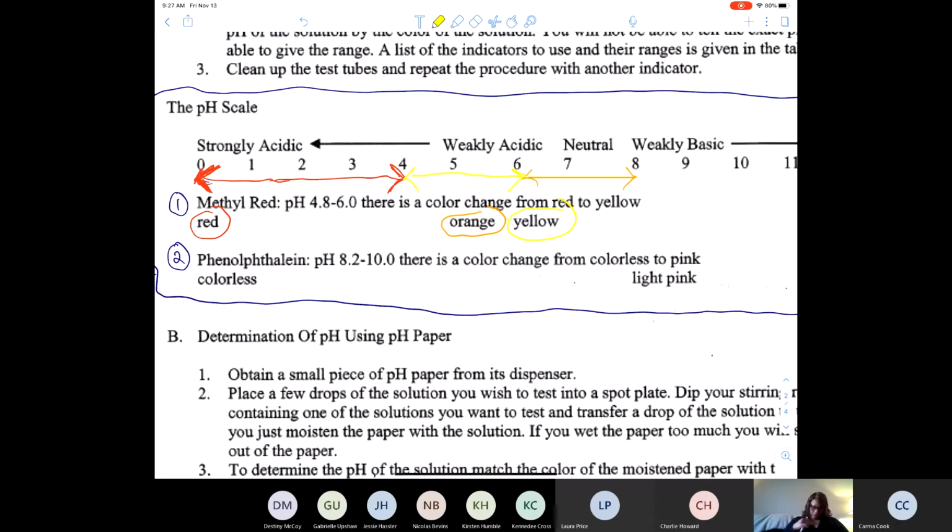So you're going to watch a video and you're going to see me add methyl red to tap water, ammonia, and club soda. If the tap water, ammonia, club soda turn red, that means the pH is between 0 and 4. If those substances turn orange, that means the pH is between 6 and 7. If those solutions turn yellow, that means you're in the 4 to 6 pH range. The next indicator is phenolphthalein.